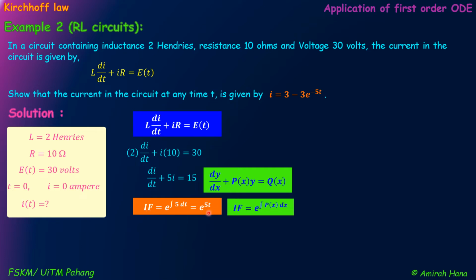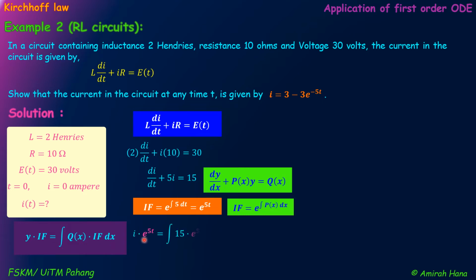And then we recall back under linear equation for first order ODE. After we find the integrating factor, we need to find the solution for y. In this case, we need to find the solution for I. So we recall the formula: y times IF equals the integration of Q(x) times IF dx.